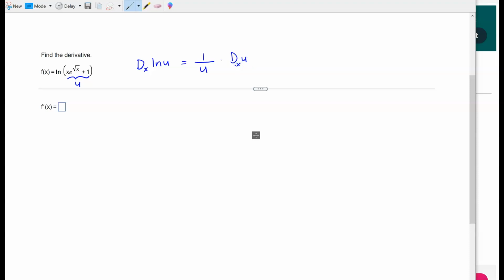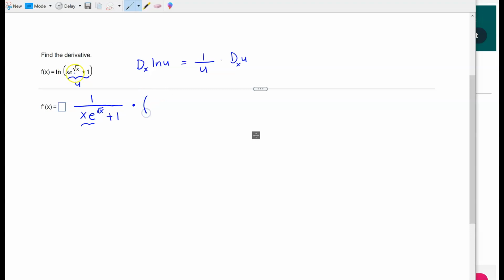So this is equal to, that's f prime, just equal to 1 over u, that's your u, x e to the square root of x plus 1. So that is your 1 over u. Now you differentiate u. So when you differentiate u, notice that you have to use the product rule here. So you're going to apply the product rule when you differentiate that.